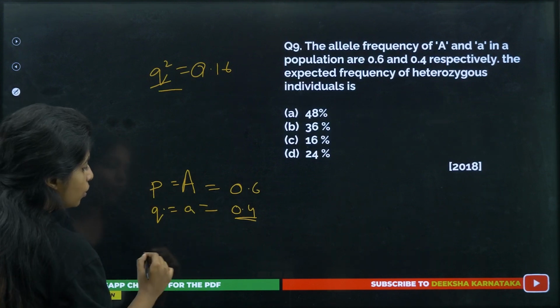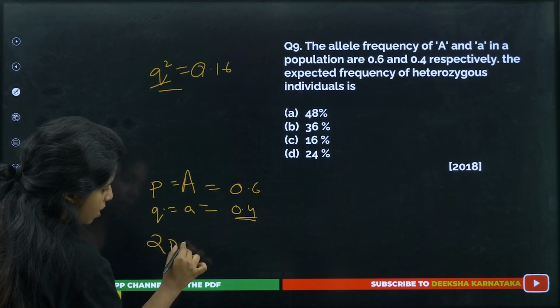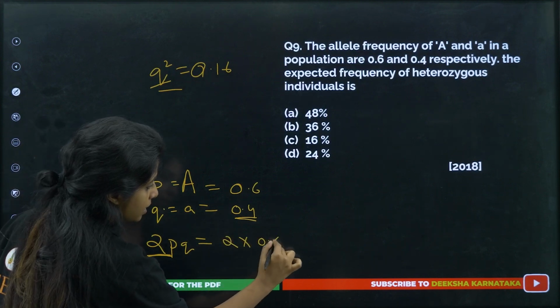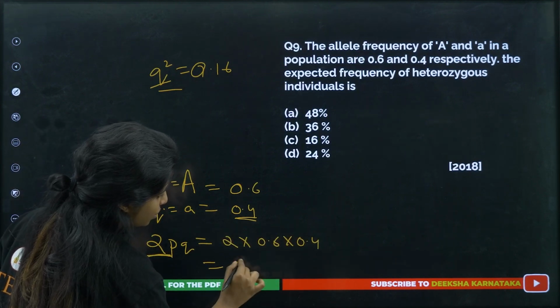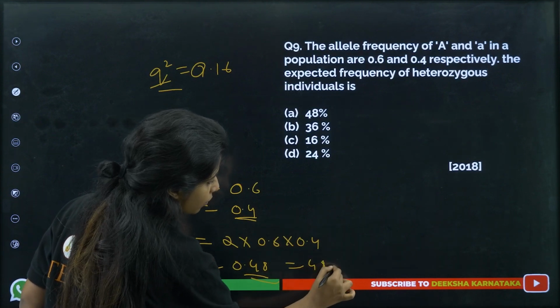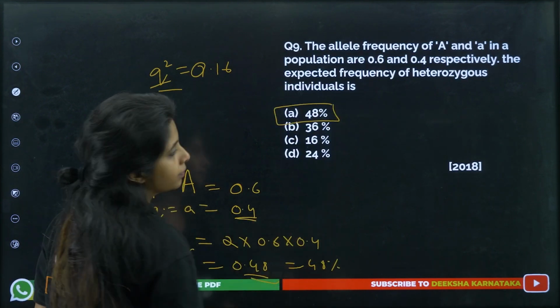The same thing only. How do you find heterozygous? For heterozygous it is 2pq. Do not forget the 2 over here. So it will be 2 into 0.6 into 0.4, which becomes 0.48. Okay, and in percentage if you want to say, you call it 48%.